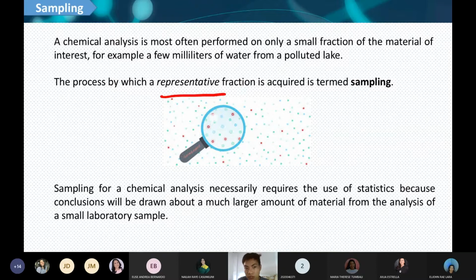Because a solution is homogeneous. That means whatever the concentration is in the few milliliters of your sample, it must be the same concentration in the 1 liter you took, and that means the concentration must also be the same in your original source. Let's say in the Pasig River.